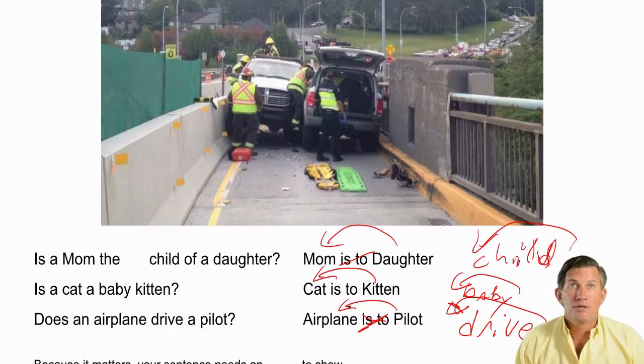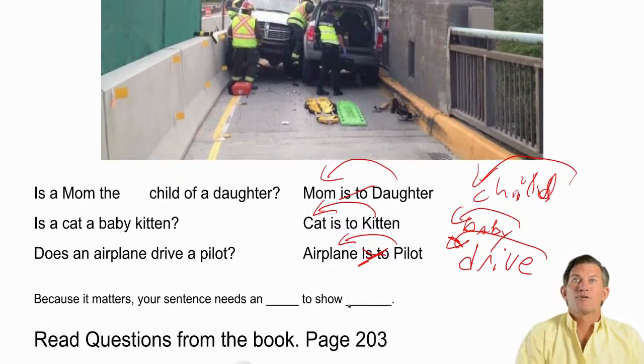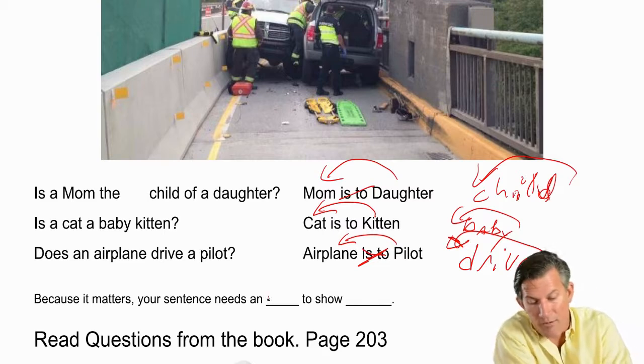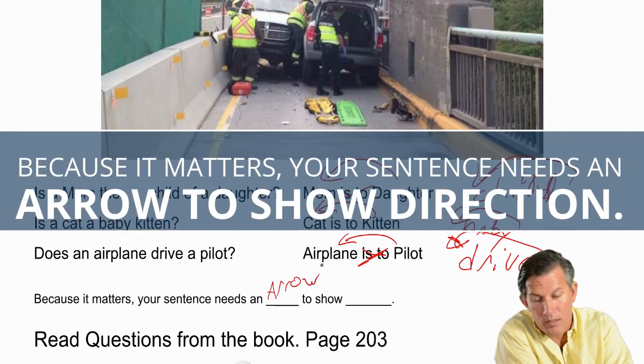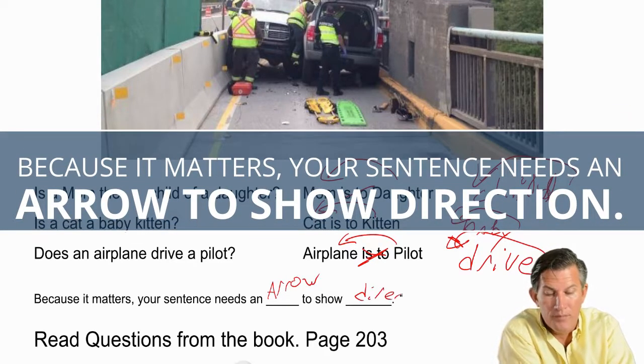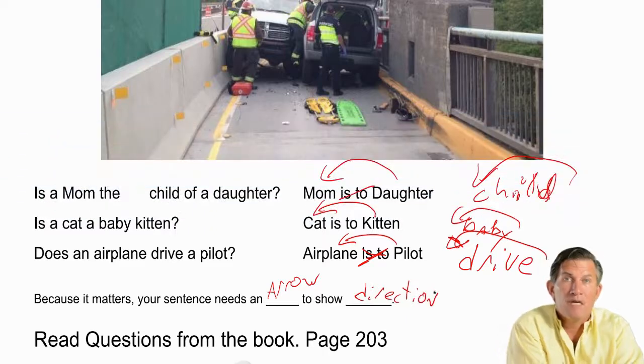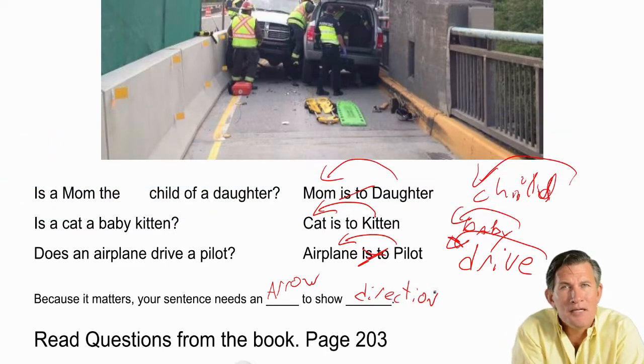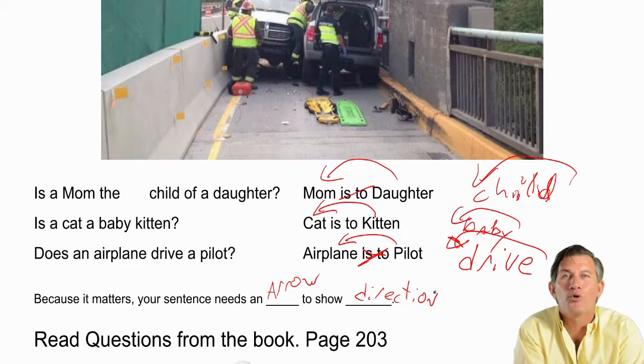Because direction matters, your sentence needs an arrow to show the direction. If I give you money, isn't that totally different than you giving me money? So just think about it. Direction totally matters, all right?